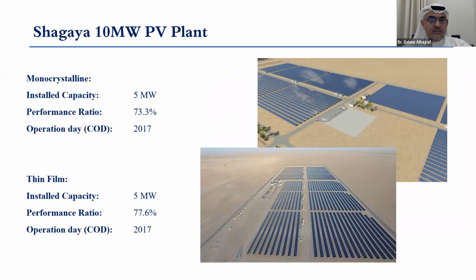The first plant commissioned in 2017 was the 10 megawatt PV plant. It was split in 2 halves. The first half used monocrystalline PV technology with 5 megawatt installed capacity, with about 73.3% performance ratio. And the second half, we used the thin film technology with 77.6% performance ratio.